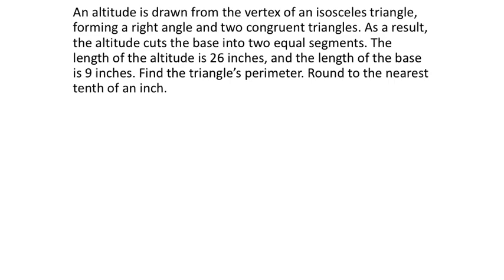An altitude is drawn from the vertex of an isosceles triangle forming a right angle and two congruent triangles. As a result, the altitude cuts the base into two equal segments. The length of the altitude is 26 inches and the length of the base is 9 inches. Find the triangle's perimeter, round to the nearest tenth of an inch.